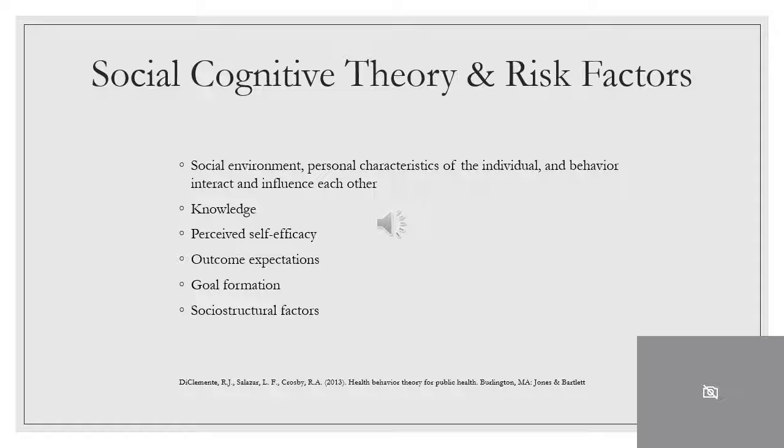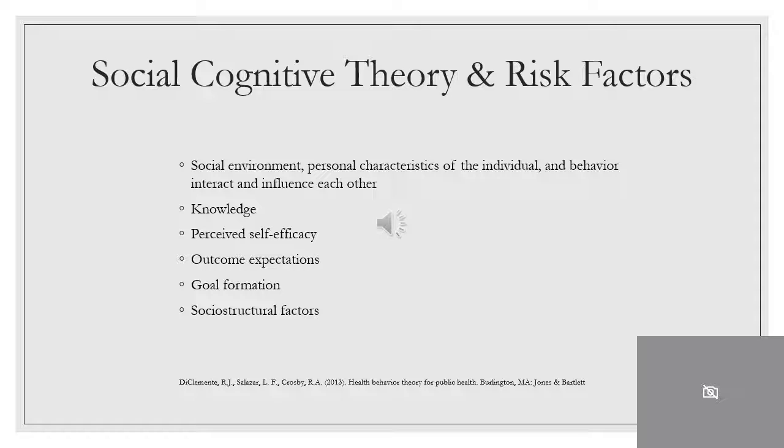So now let's explore the social cognitive theory and how it's associated with risk factors. According to the social cognitive theory, social environment, personal characteristics of the individual, and behavior all interact with one another to form a viewpoint on a behavior. In this case, we're discussing alcohol abuse. The social cognitive theory focuses on 5 viewpoints to focus in on to change a behavior.